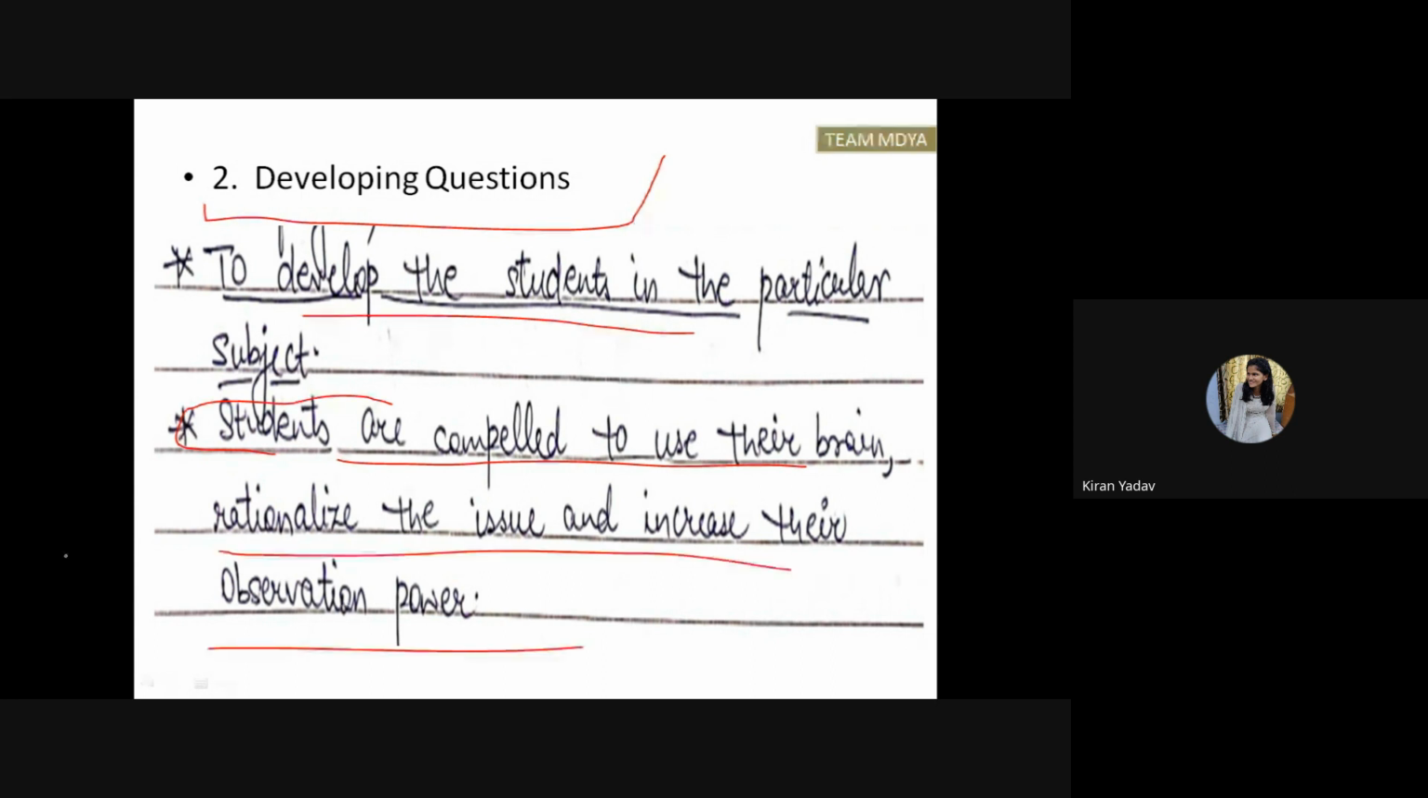rationalization. The difference between the introductory and developing questions is that introductory questions are asked before you have started the class.